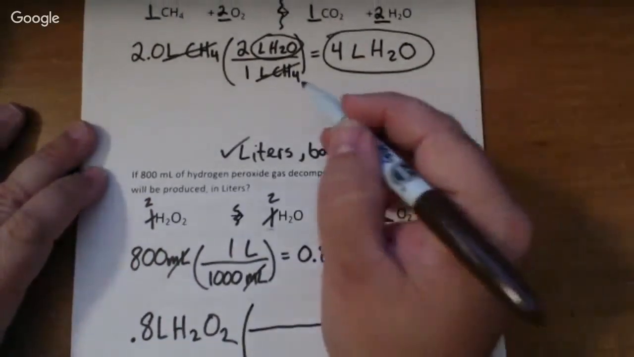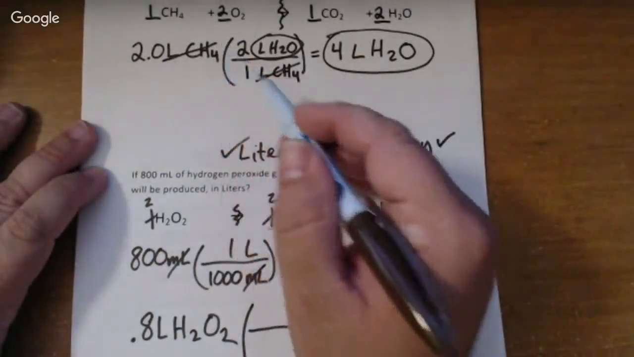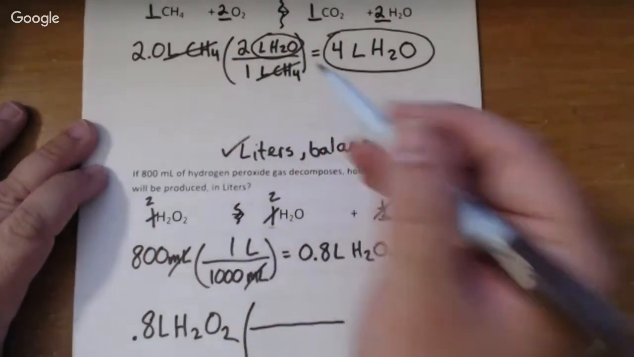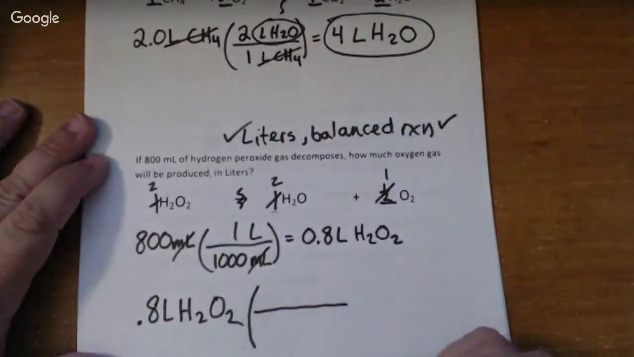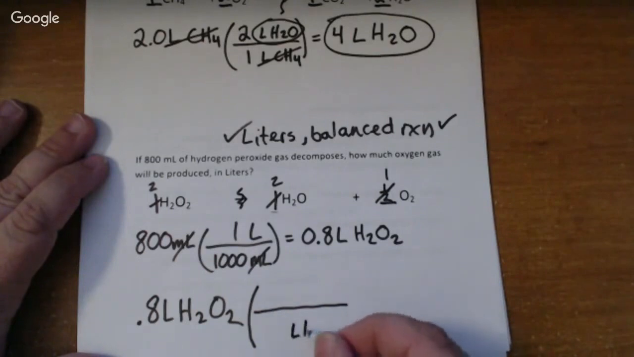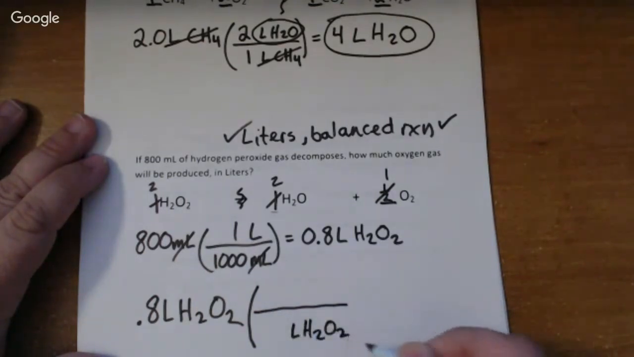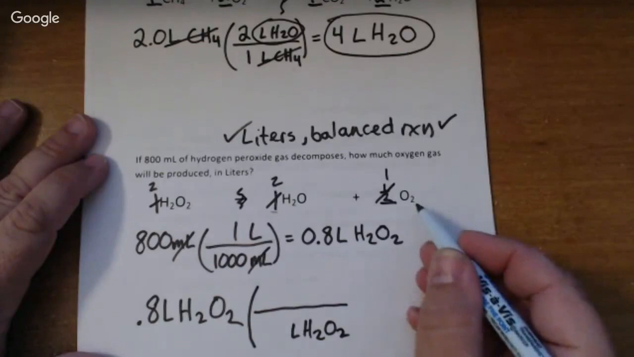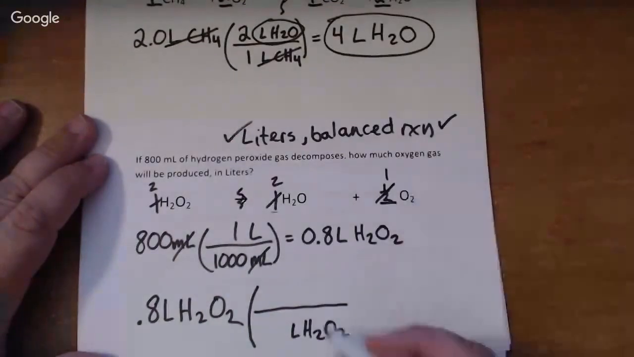Just like in the previous problem, I'm going to set this up so I can cancel out what I started with and end in the unit that I want. I want to cancel liters of H2O2, and I want to end in liters of O2 because I'm looking for oxygen gas.